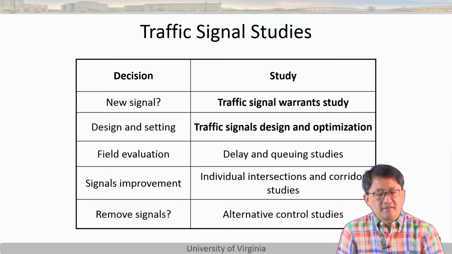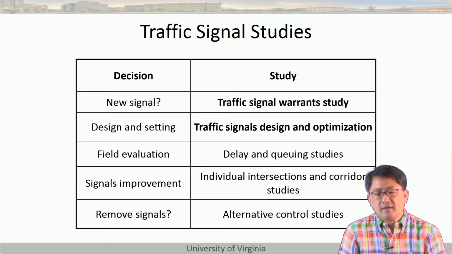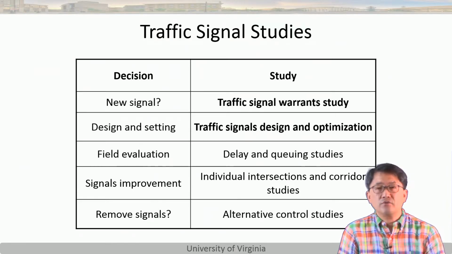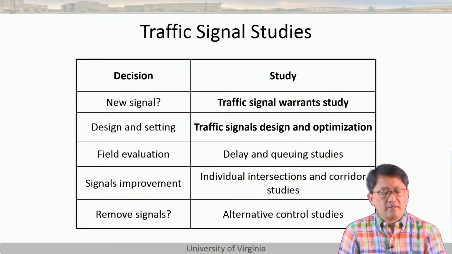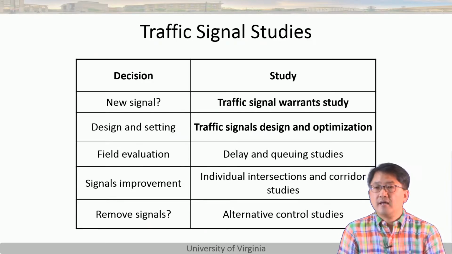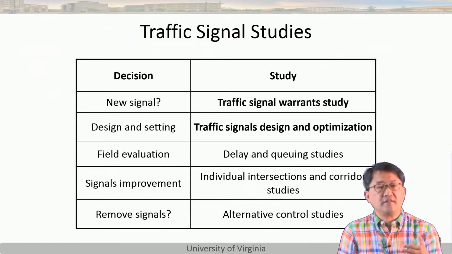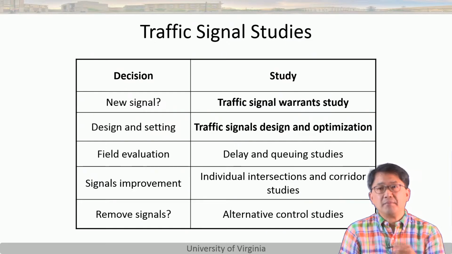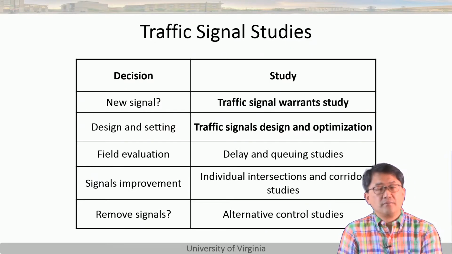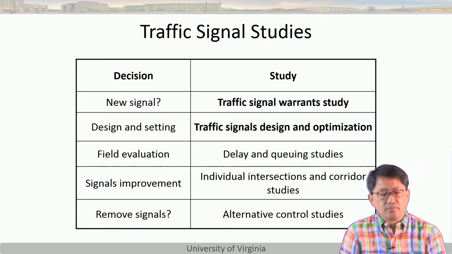Some of the decisions: obviously the warrants study helps you decide that a new signal is needed. And then design and settings, we can do the signal design and optimization. Some of the design elements could be lane assignment. Do we want to have left and through going together versus separate left turns? It's also an interesting design element. And obviously optimizing it, how long the cycle should be and the duration of green times are important.